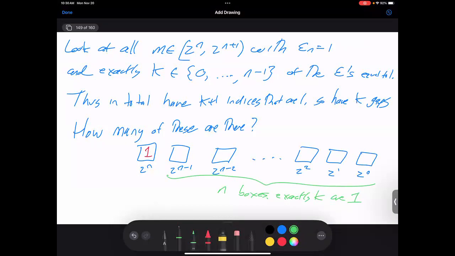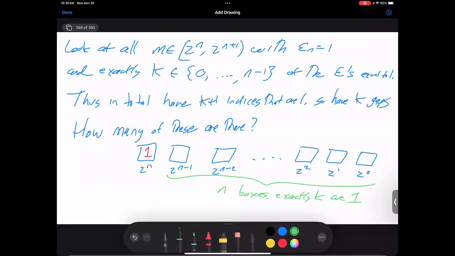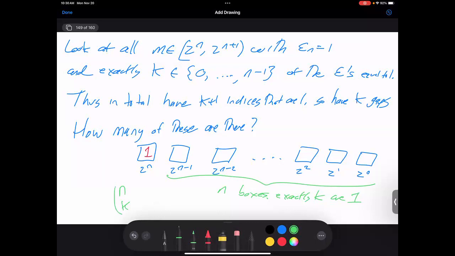So much of math is recognizing that we've seen this before. If I want to have exactly k of them equal to 1, well, I've got n boxes. I'm choosing k of them to put 1s in. So there are n choose k ways to do this. Right? And this will give me exactly k gaps.